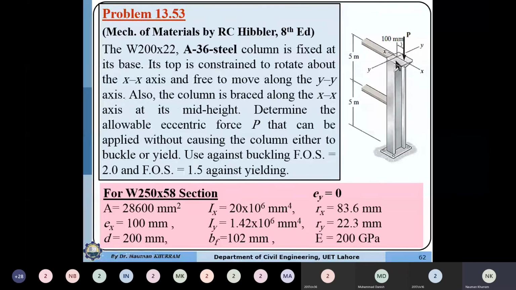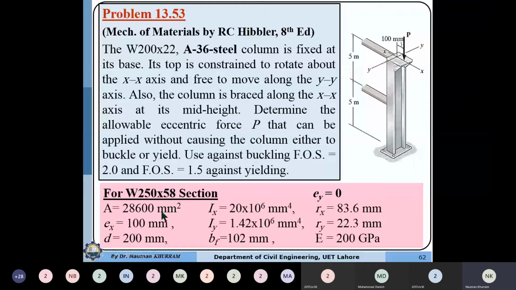And also please note that in this case we need to determine the maximum safe load about both axes, because end and bracing conditions are different about both axes, because bracing is provided about the weaker axis but no bracing is provided about the major axis.